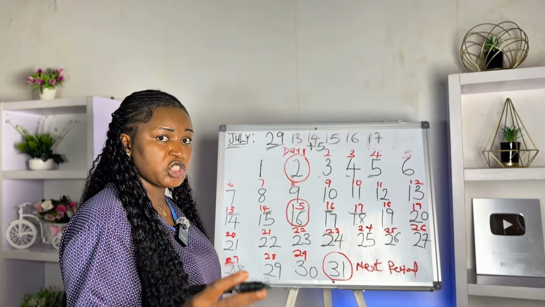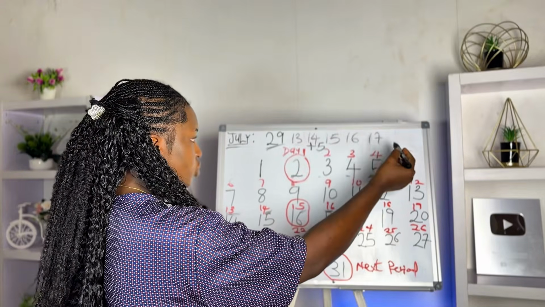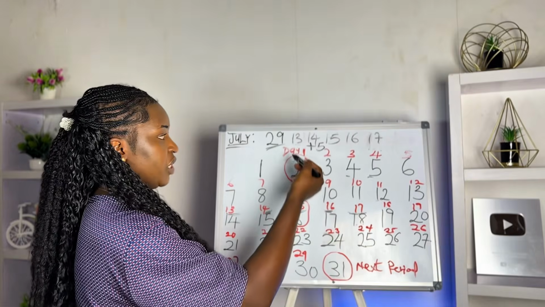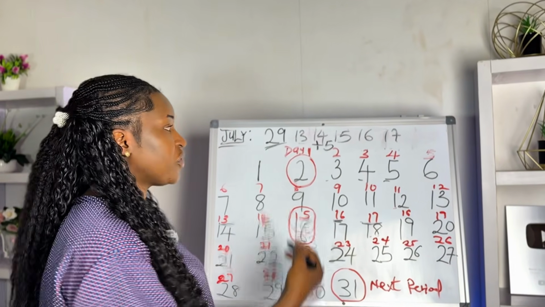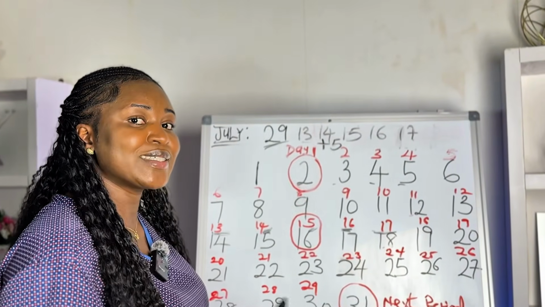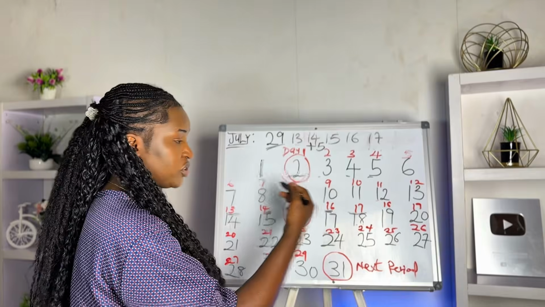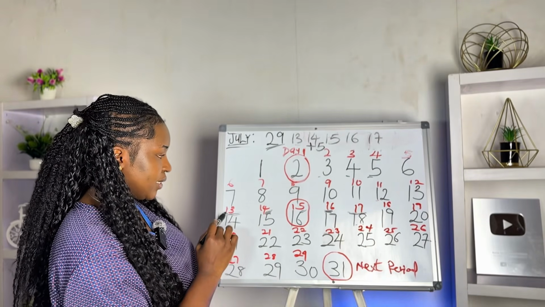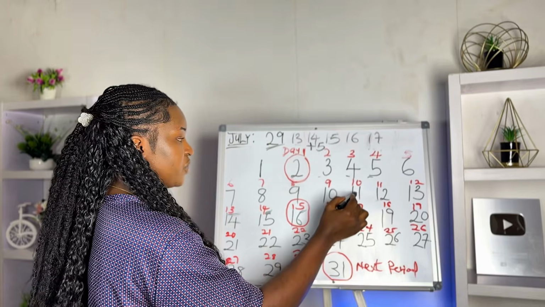Now, because ovulation day is not always precise and we can't say for sure when this woman is going to ovulate, for instance, ovulation happens on day 13. If she has sexual intercourse 5 days before day 13, that means she can still get pregnant. So what you do is count 5 days backwards from 13. So this is day 13.